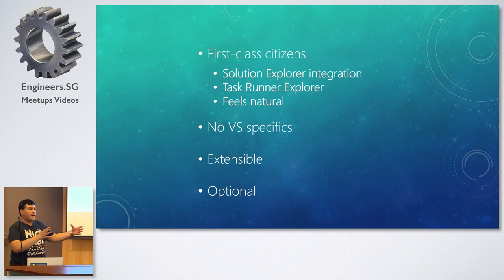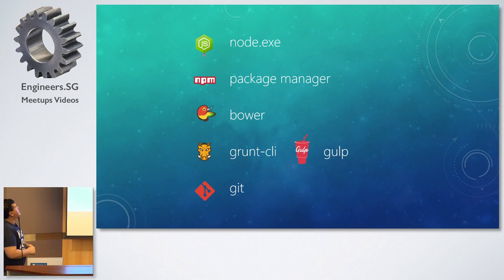So it's not like when you create a project, you must use this, you must use that. Remember the old ASP.NET? You must follow the MSBuild way. But this one is not. It's optional. You can even tie it with GitHub. You can tie it with, for example, Visual Studio Team Services, or TFS, Team Foundation Server, the more enterprise one, then you can use this kind of thing. Okay. So what we're going to do now is show this: Node, Package Manager, Bower, Grunt CLI, Gulp, and Git.